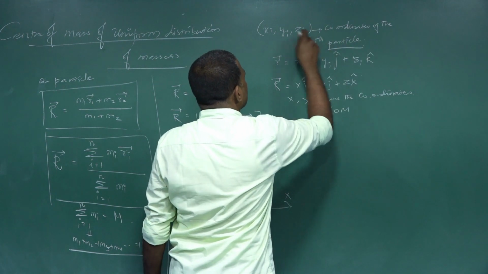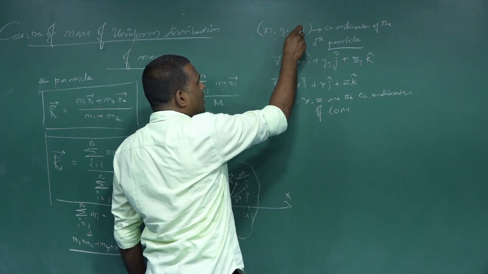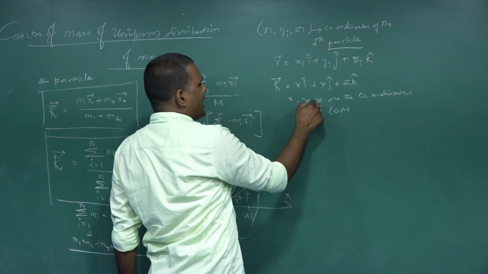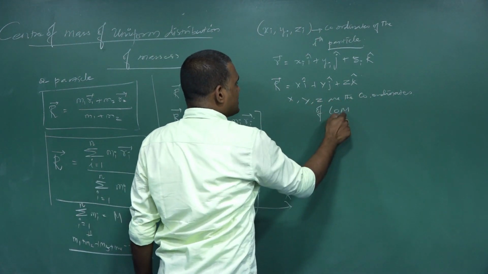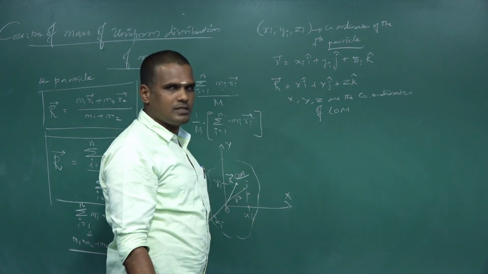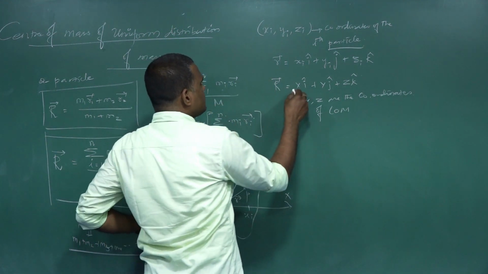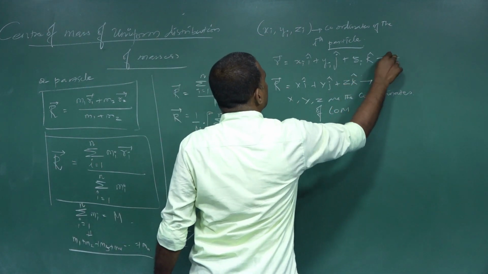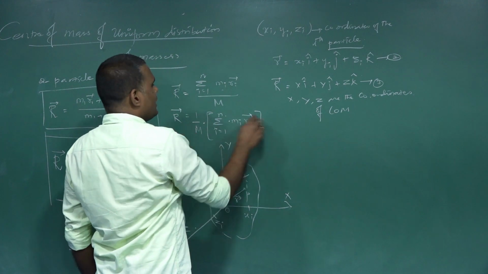Small xi, small yi, small zi are the coordinates of the ith particle. Capital X, capital Y, capital Z are the coordinates of the center of mass of the system. I can take this as equation number 3, this one as equation number 2, and this one as equation number 1.